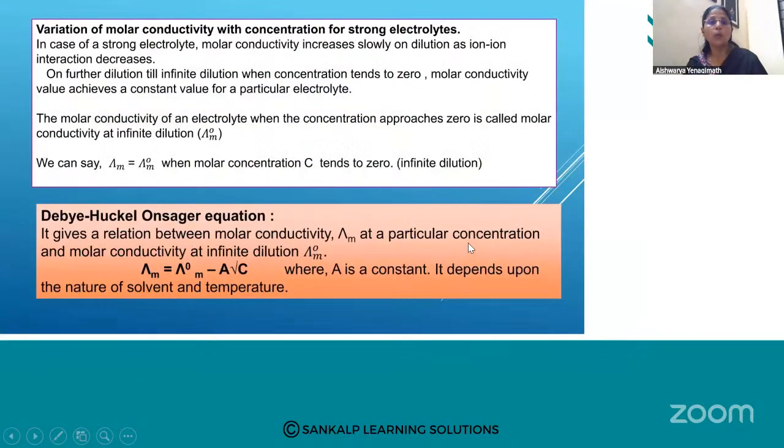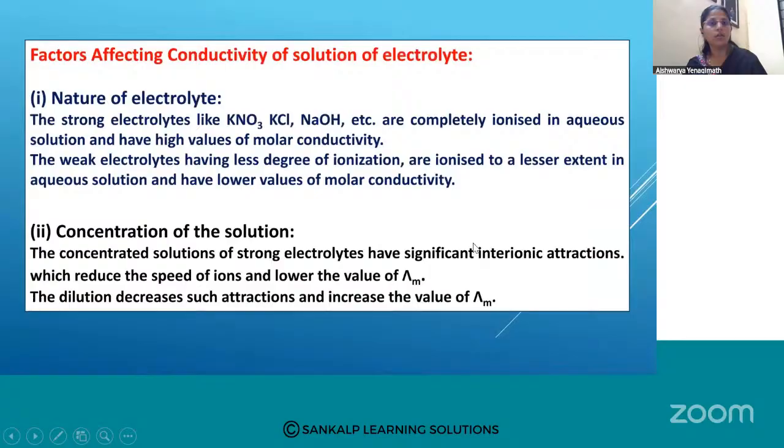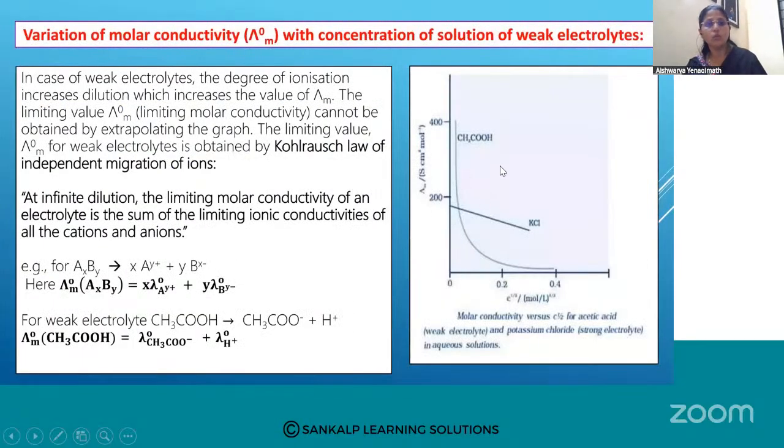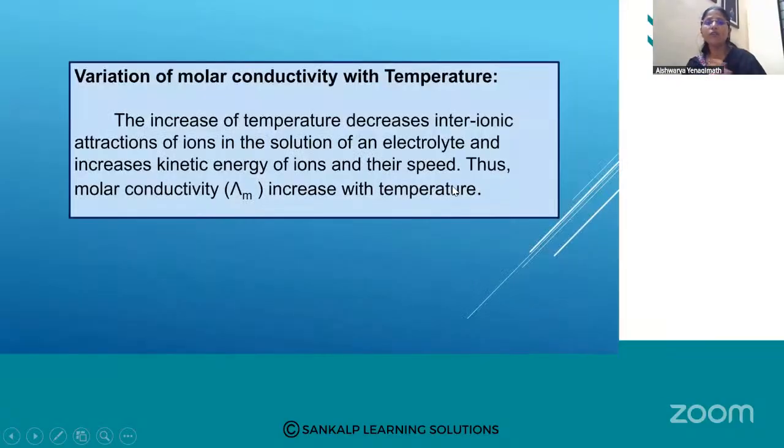Okay. Now, factors affecting we have seen. Variation of molar conductivity also we have seen. So molar conductivity with temperature. When the temperature is increased, the interionic attractions in the solution of an electrolyte decrease and the kinetic energy increases, that is, the speed increases. Thus molar conductivity increases with increase in temperature. As you go on increasing the temperature, the molar conductivity increases.